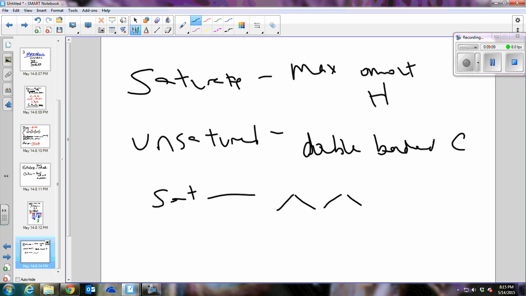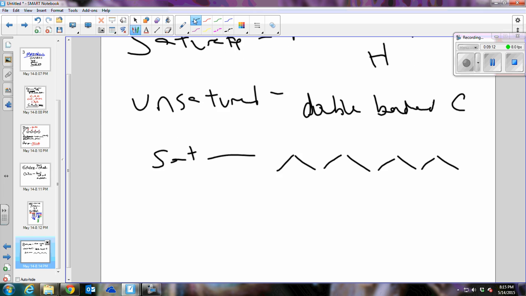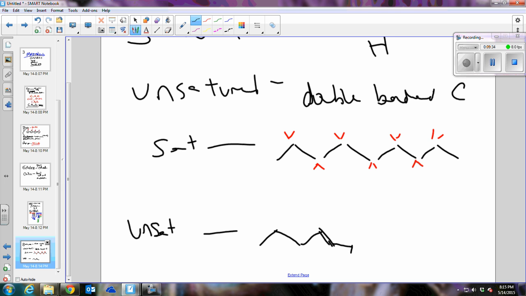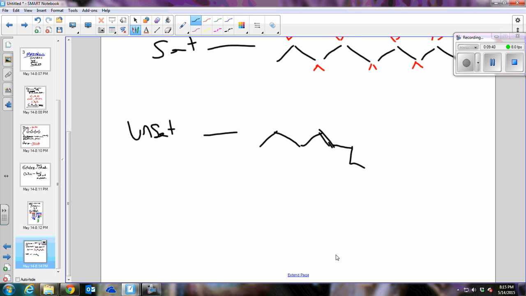It kind of looks like this. Nice long straight chain, no double bonds. Hydrogens are sticking out here. Whereas an unsaturated fat is going to have the occasional double bond. And that actually causes that molecule to bend. All right. You can have one double bond in an unsaturated fat, and it'll be called a monounsaturated fat, or 2 double bonds, and it will be called a polyunsaturated fat.